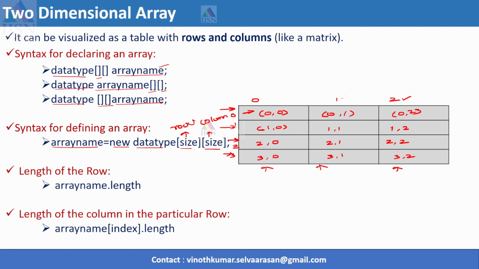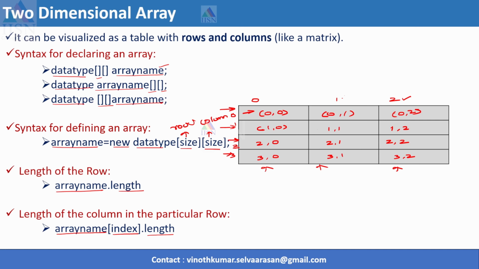If you want to know the length of the rows, you need to use the array name dot length. In case you want to access the column length of a particular row, first you mention the array name, followed by the particular row index location, and then followed by length. It returns the length of the columns of that particular row.